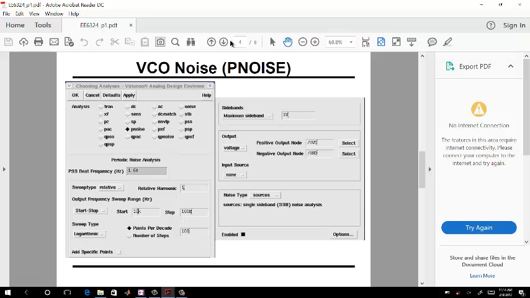Around FC, when I specify here 10K to 100 meg, that is the output frequency range for the noise analysis. It will sweep from FC plus 10K to FC plus 100 meg, and FC minus 10K to FC minus 100 meg. So it is around that frequency.